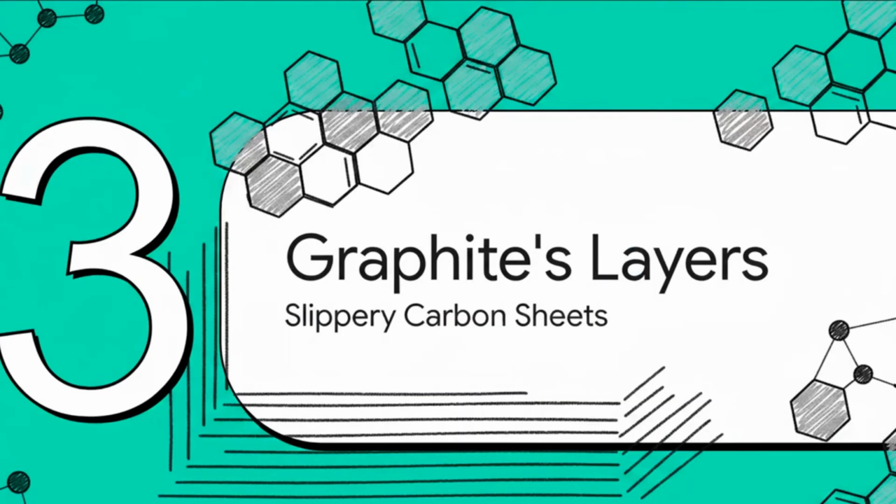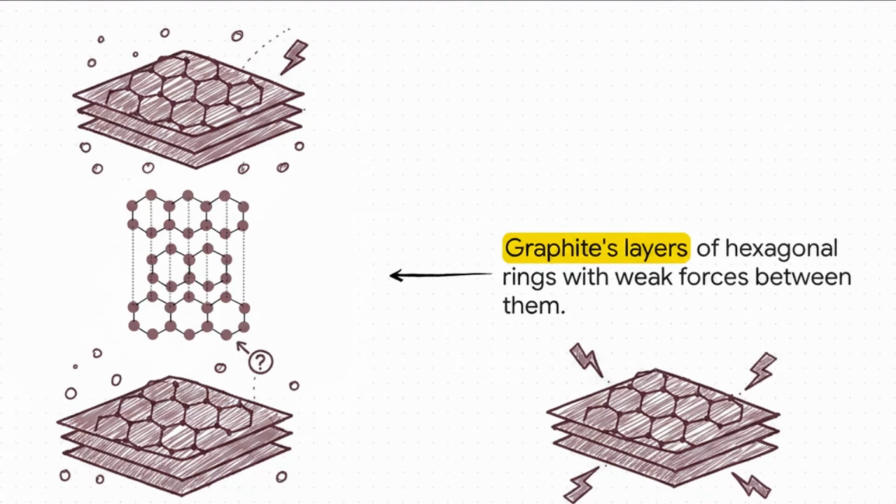Which brings us to Section 3. Graphite's slippery layers. Now notice how totally different graphite is from that diamond lattice. Here, each carbon atom bonds to only 3 other carbon atoms, rather than 4. This creates these flat sheets of interconnected hexagonal rings.